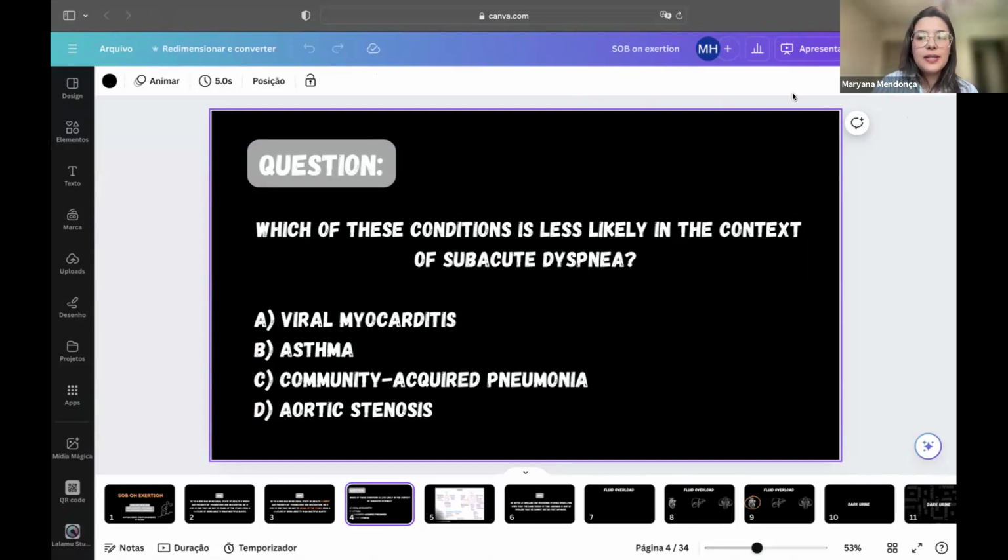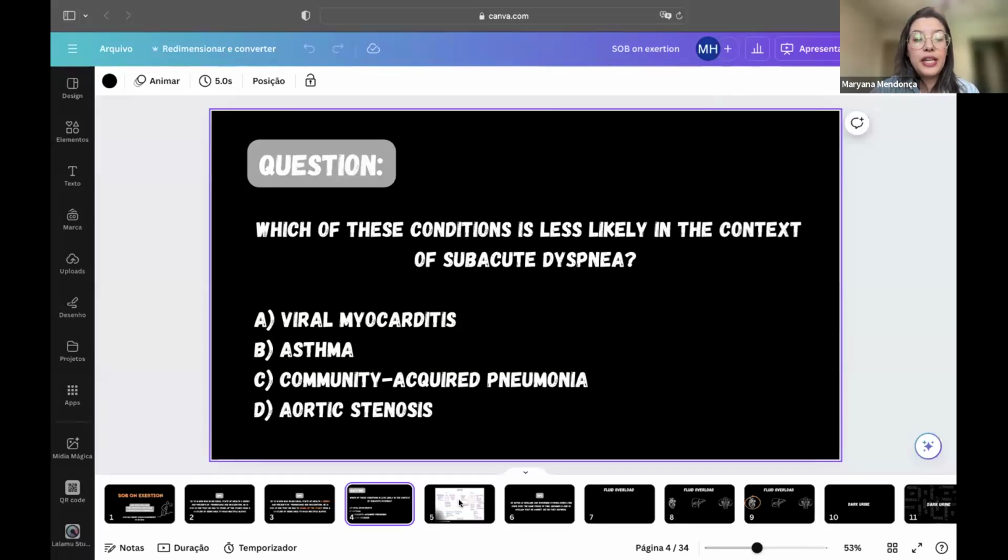So just for the sake of time, I'll go ahead. We would expect that asthma wouldn't appear in a subacute presentation like that, because we would have either a chronic presentation or episodic flares. So among the options, asthma would be the least likely in this scenario. But it's just too early to talk about diagnosis.